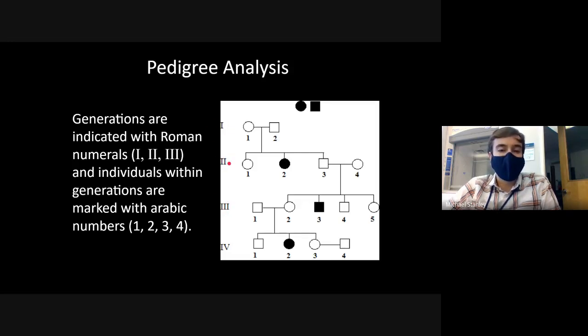So we have I, II, III, and IV, meaning generations 1, 2, 3, and 4. And then specific people in a generation are labeled with the normal Arabic numbers. And we start over for each generation. So in generation 1, we have person 1 and person 2. In generation 2, we have persons 1, 2, 3, 4. And then generation 3, we have people 1, 2, 3, 4, 5. And then same with generation 4.